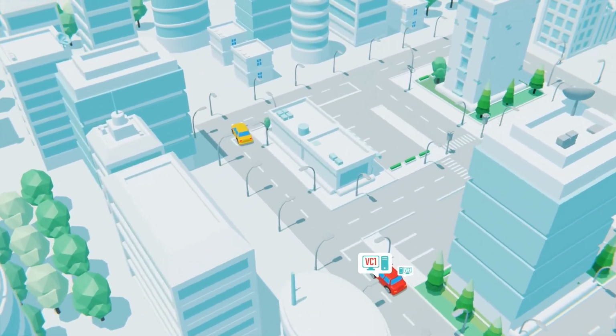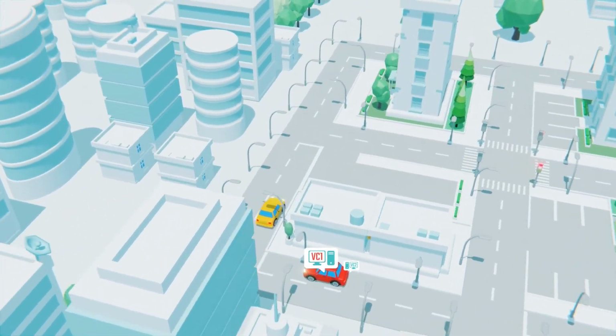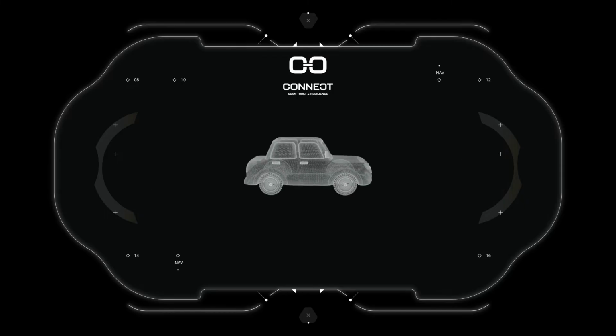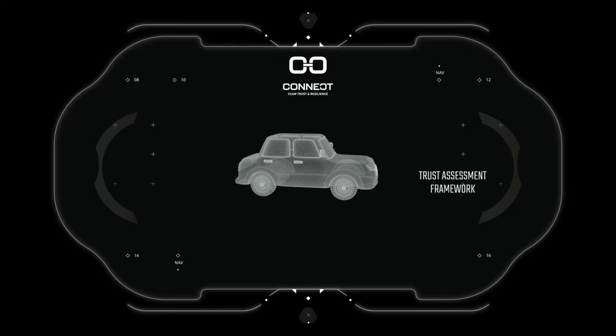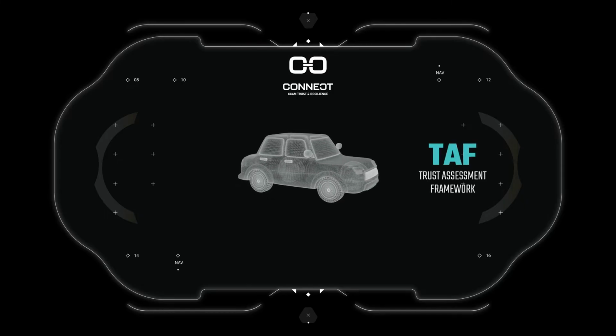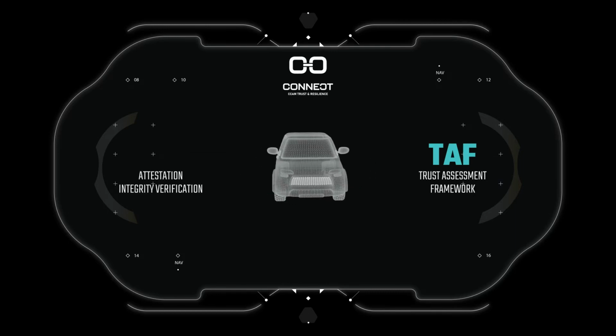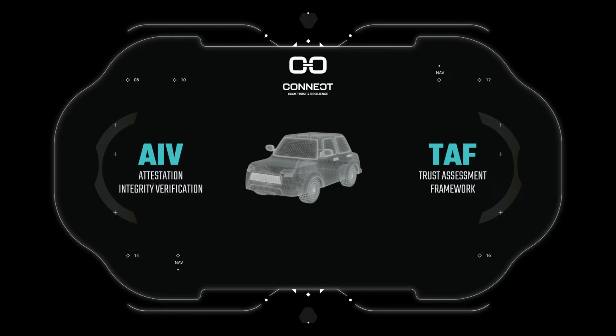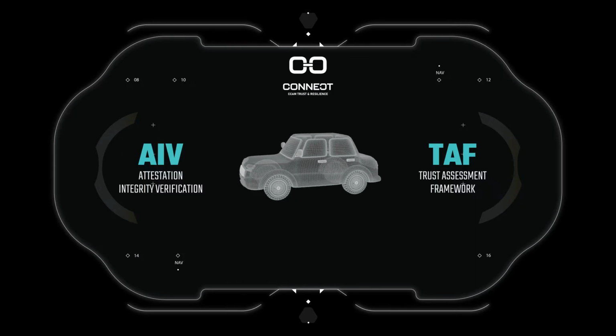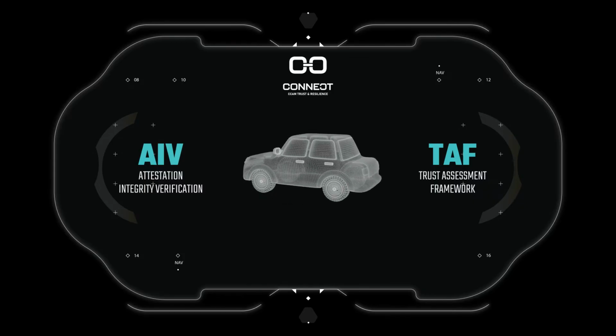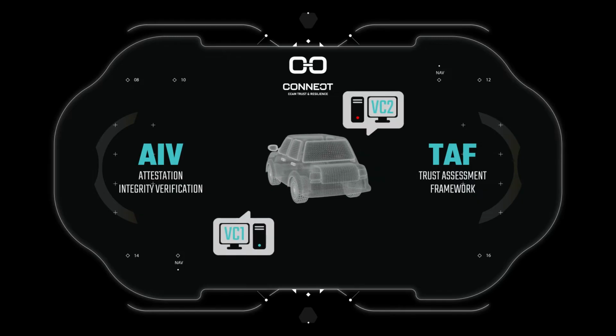If the active computer becomes compromised and its trustworthiness level drops, the backup computer can take over. These trustworthiness changes are detected by the Trust Assessment Framework, also known as TAF, which evaluates trust evidence from the Attestation Integrity Verification or AIV module. This framework calculates the actual level of trustworthiness based on collected trust evidence from both vehicle computers.